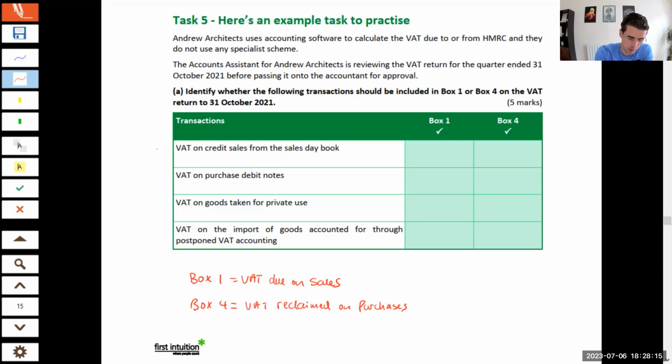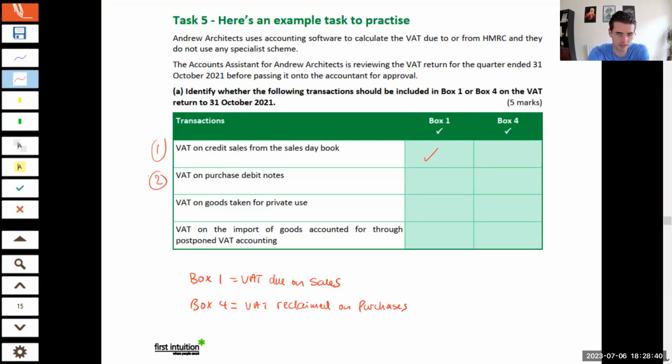So let's start with the first one. VAT due on credit sales from the sales day book. Pretty obvious that one, isn't it? It's box 1, it's sales, very self-explanatory. Number 2 also looks pretty self-explanatory. VAT on purchase debit notes. Again, I don't like to call them purchase debit notes.